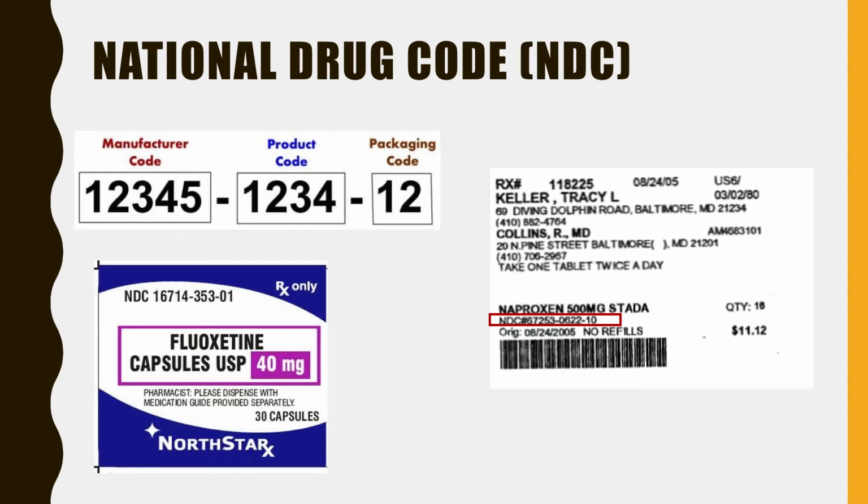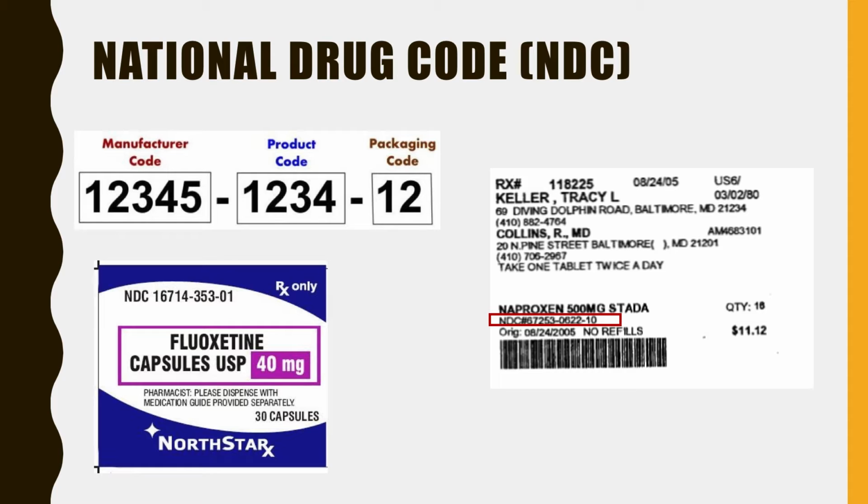The NDC number is a unique 11-digit 3-segment number. It is unique for every medication. The first segment has 5 numbers and denotes the manufacturer. The second segment has 4 numbers and is unique to a specific medication and strength. The last segment has 2 numbers and denotes the package size. Here's an example on the top left side of this slide.